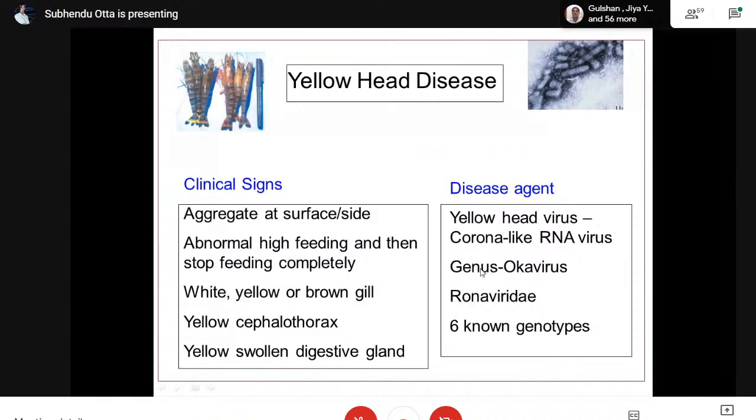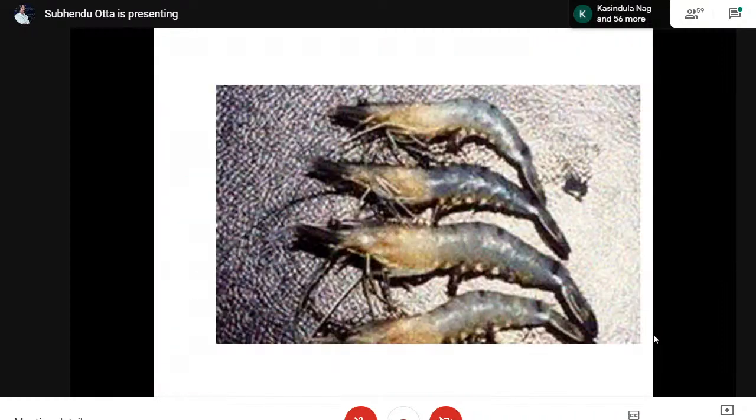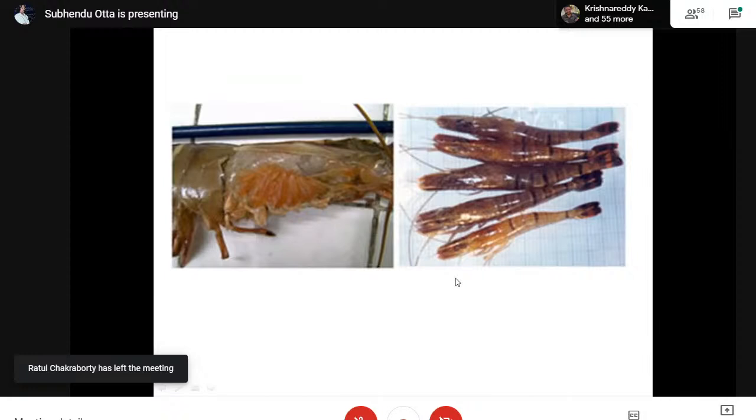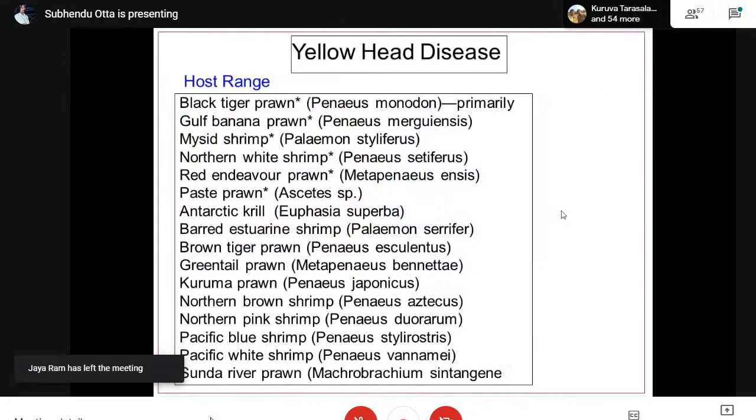So it's a corona-like RNA virus, belongs to genus Okavirus and family Roniviridae. And there are 6 genotypes, only one genotype is virulent. You can see the gill, how this becomes yellow in color. If you open the carapace, totally it becomes yellow in color. It spreads to the carapace, then the entire body becomes yellow. It starts with the head, the head becomes yellow. That's why it is called the yellow head virus.